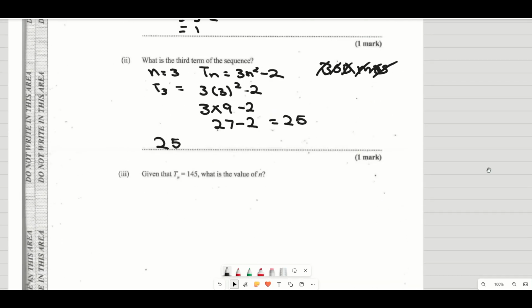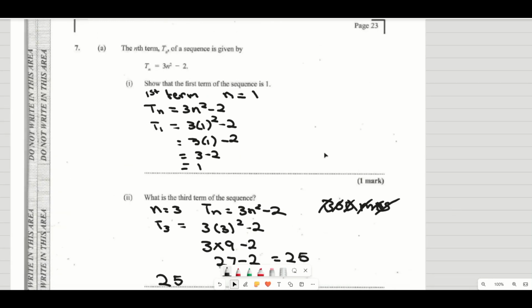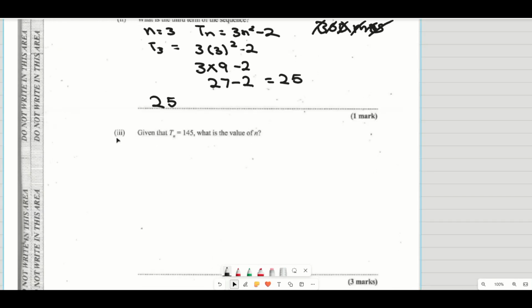So instead of them putting it in a table, they're just asking you certain terms of the sequence. Part 3, given that Tn is equal to 145, what is the value of n? So they're telling you that Tn, which is equal to 3n squared minus 2, is equal to 145. So 3n squared minus 2 is equal to 145.